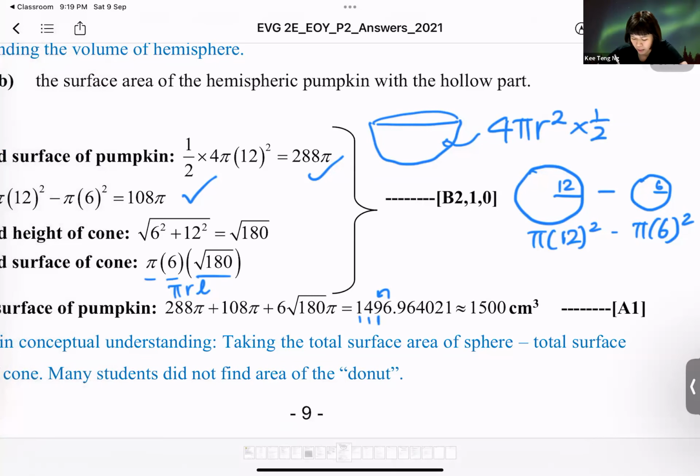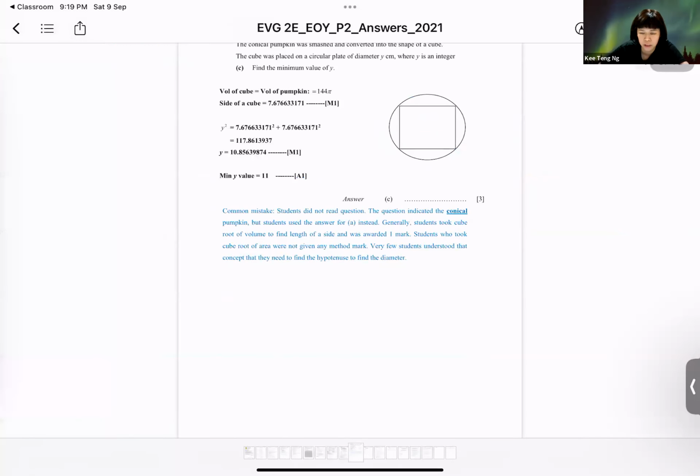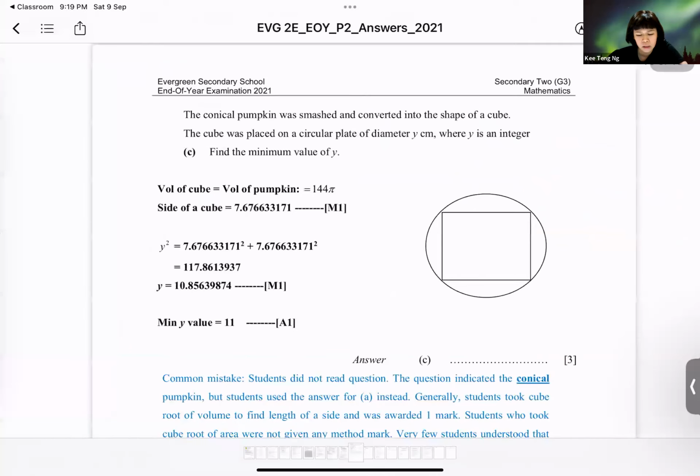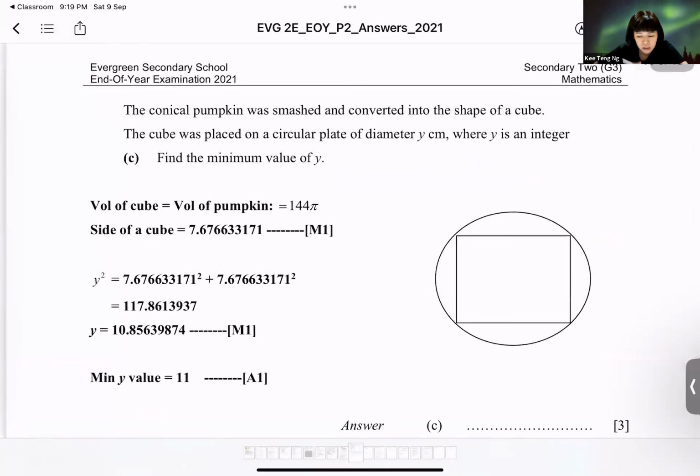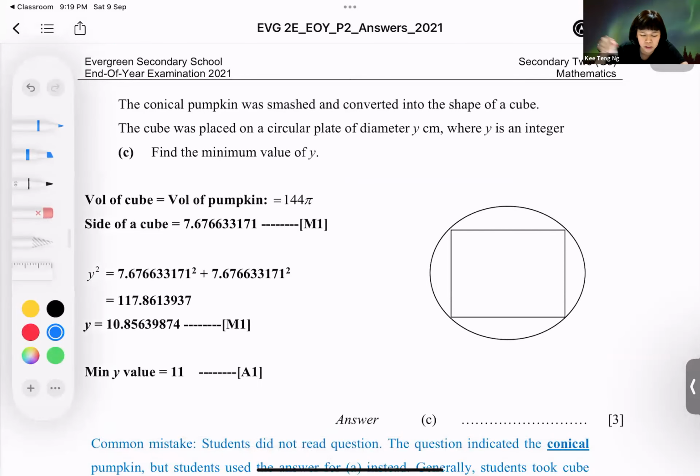Okay, next question over here. Let's begin. The conical pumpkin was smashed, that means smashed and converted into the shape of a cube. That means this phrase down here, the conical pumpkin converted into the shape of a cube. Is this looking for the length, the surface area, or the volume? It's actually looking for the volume of the pumpkin. So let's find the volume of the pumpkin.